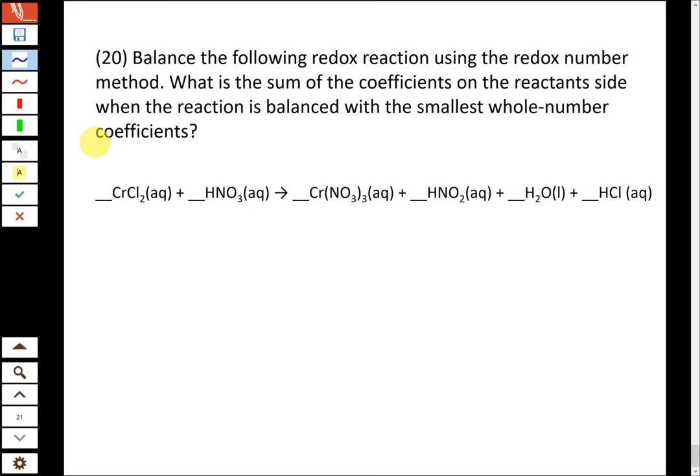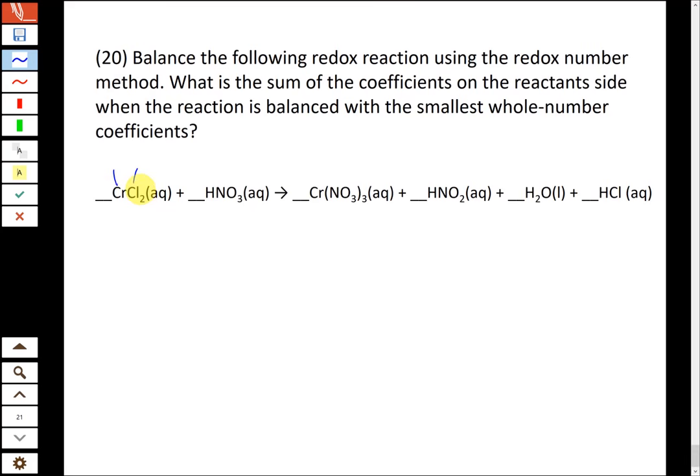All right, so this is a similar one. There's going to be a small difference here, I believe, but this one's not too bad. We have these reactants and products. Again, we're going to assign oxidation numbers. Chromium chloride is an ionic compound, a metal and a nonmetal. In ionic compounds, the charges of the ions are equal to their oxidation number.